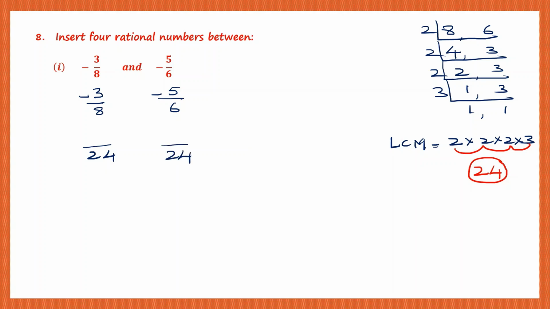So now let's get the numerators. 8 into 3 is 24, isn't it? So let's multiply this also by 3. So what do we get? Minus 3 threes are 9. And the other one, 6 into what is 24? 6 fours are 24. So multiply this also by 4. The sign is minus, 5 fours are 20. So now our denominators are the same. So we have to look at the numerators. So here we have minus 9 and minus 20.